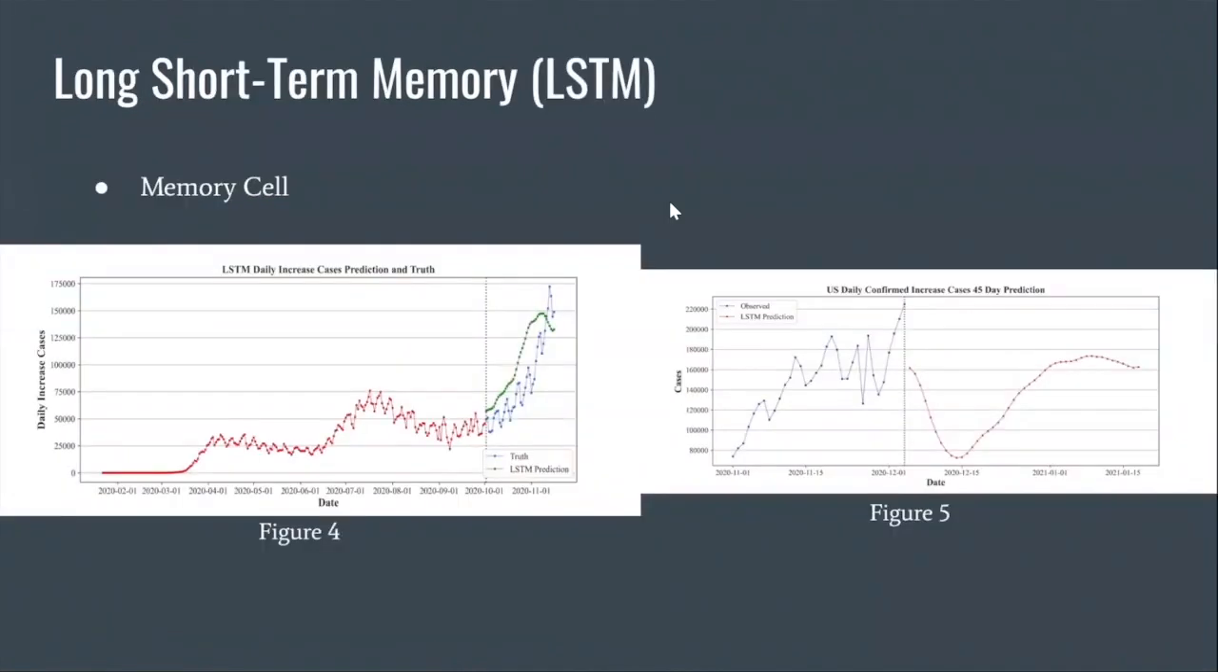We use three different types of models derived from recurrent neural networks: long short-term memory, bi-long short-term memory, and gated recurrent unit. A long short-term memory unit includes a memory cell that can maintain information in memory for a long period of time. In figure 4, the green trend is a prediction from our model, and the blue trend is the actual positive increase cases recorded. Figure 5 shows the future trend over 45 days.